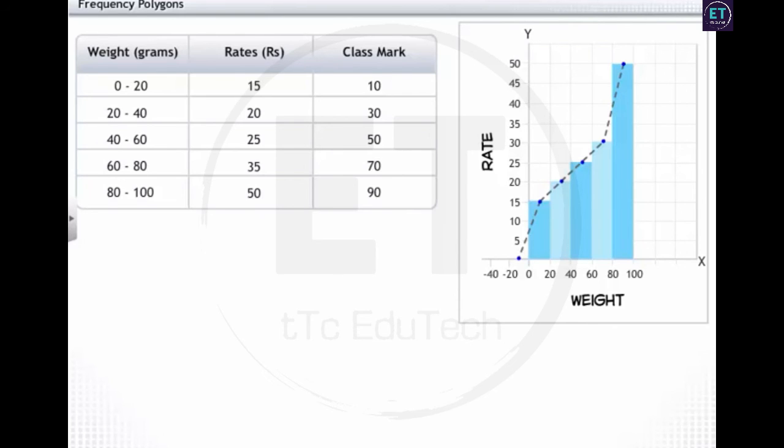Now, consider class interval of 100 to 120 after the last class interval given in the table. Join the midpoint of this class interval, that is 110 on the x-axis, to the end of the frequency polygon. This completes the required frequency polygon.